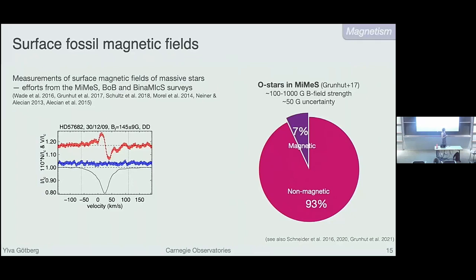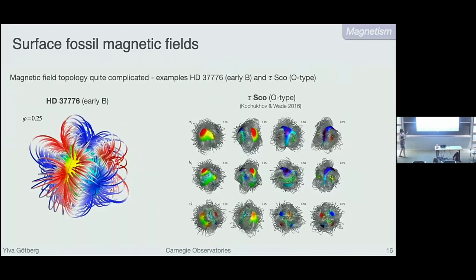Among these, the magnetic field is not very strong, 100 to 1000 Gauss, and the uncertainties are maybe 50 Gauss or so. So the surface magnetic field can be magnetized, but not hyper strong. How does it look? So here are some examples. Let's start to look at the simple one here.